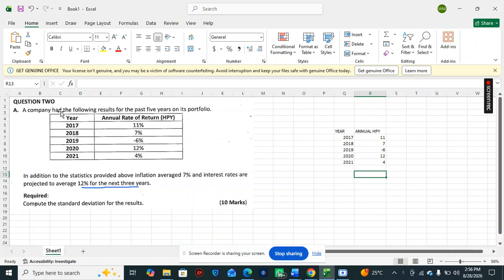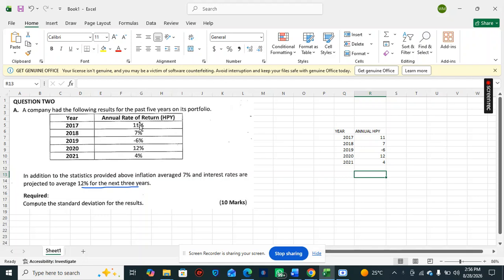Question here. A company had the following results for the 5 years on its portfolio. Okay, 2017, these are the returns. Okay, 2018, 2019, 2020, and 2021. In addition to the statistics provided above, inflation averaged 7% and interest rates are projected to average 12% for the next 3 years. Compute the standard deviation for the results.